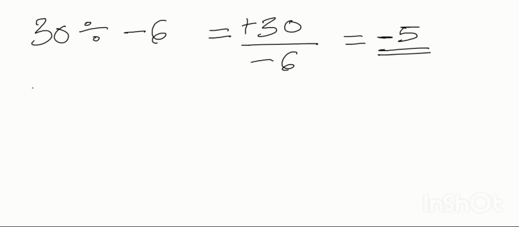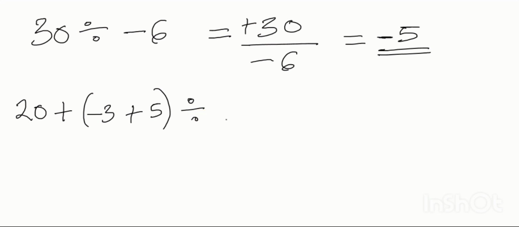So lastly, now let's try to solve a problem. Let me just concoct a problem there. I'm going to try to solve it. All right, so let's say we have 20 plus, open a bracket there, negative 3 plus 5, close the bracket, divided by negative 11. Now what's this going to be? Let's try to solve that.